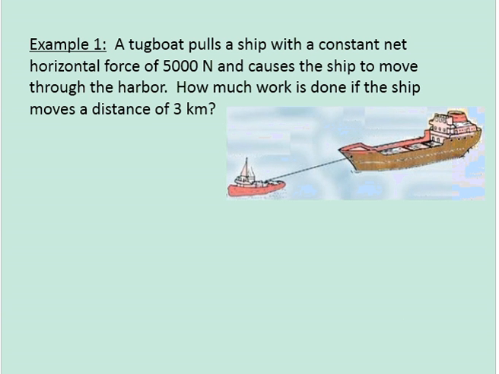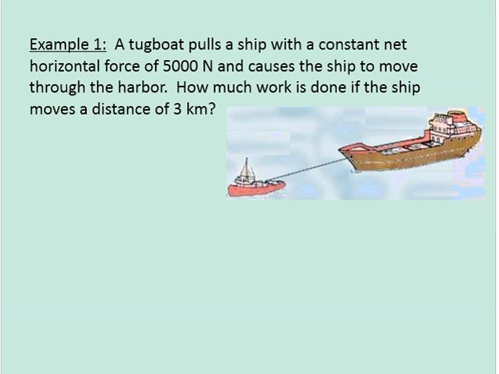So let's look at a couple of examples real quick. Here we have a tugboat pulling a ship with a force through the harbor, and the ship moves 3 kilometers, and we want to know how much work is being done. First, we have to ask ourselves, is work being done? Is there a force exerted on the ship? And is it being displaced because of that force? And yes, we can say that. If that tugboat did not pull that ship, it would not have moved the way it did. So as a result, we know that work is being done.